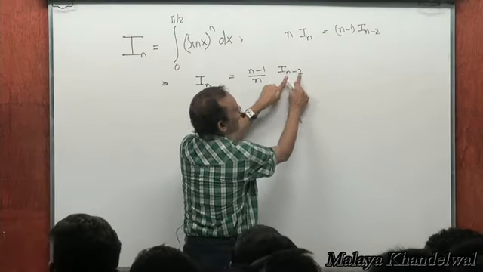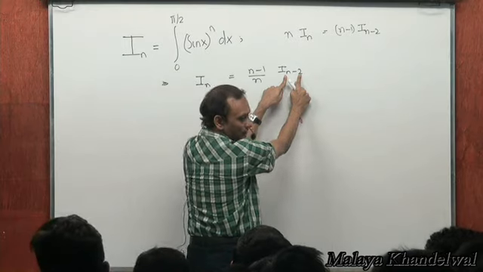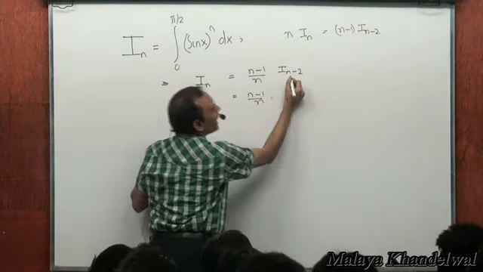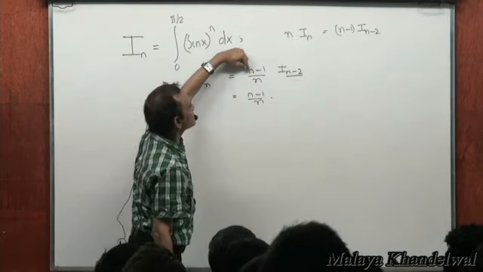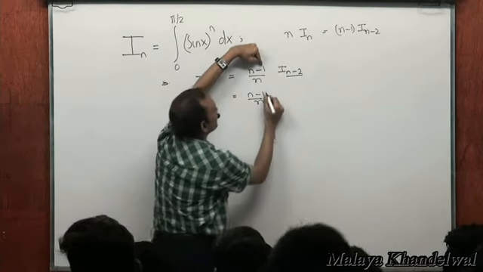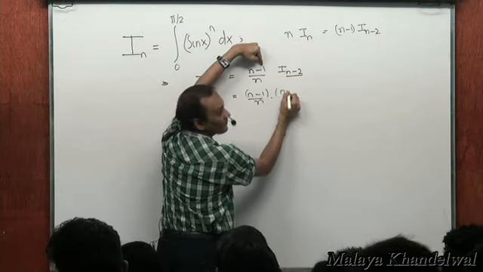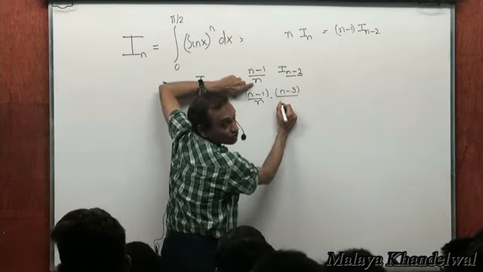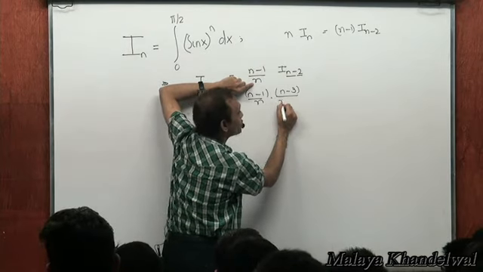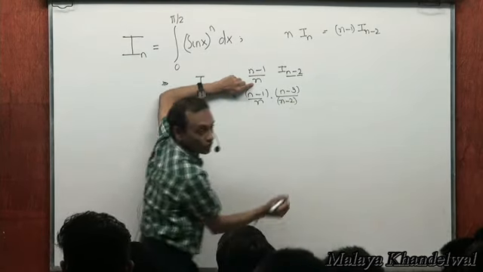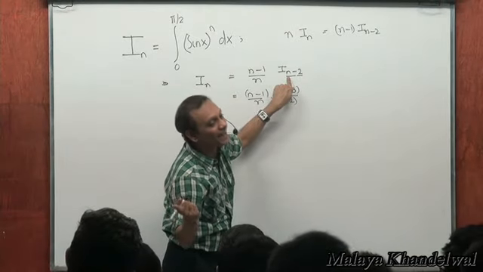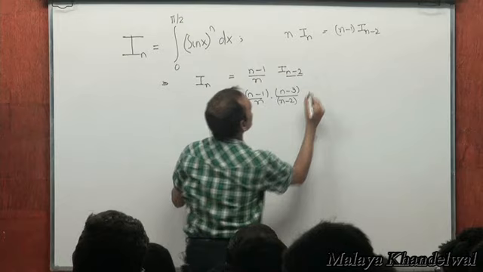So now this is my new I n, right? I can use the same formula. So n minus 1 by n, I of n is n minus 1. That means now it will become n minus 3 by n minus 2 into I n minus 2. That means I n minus 4.